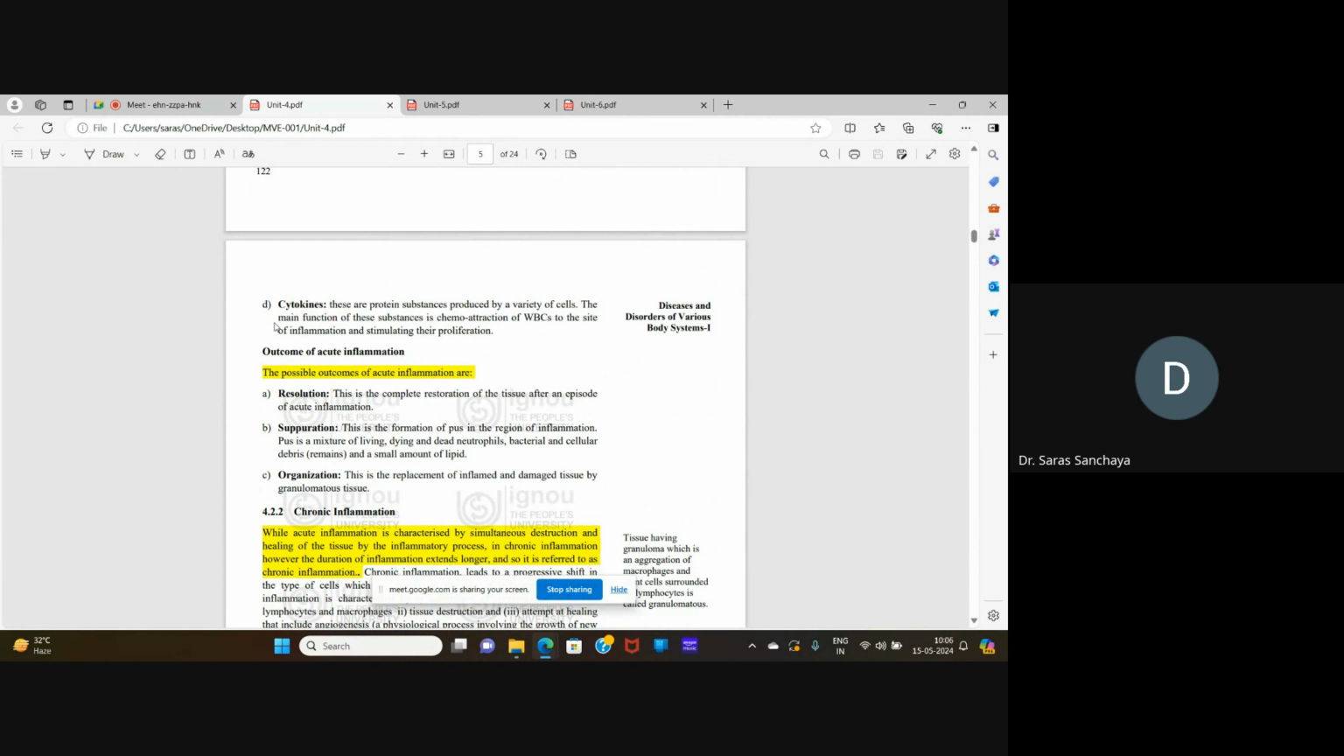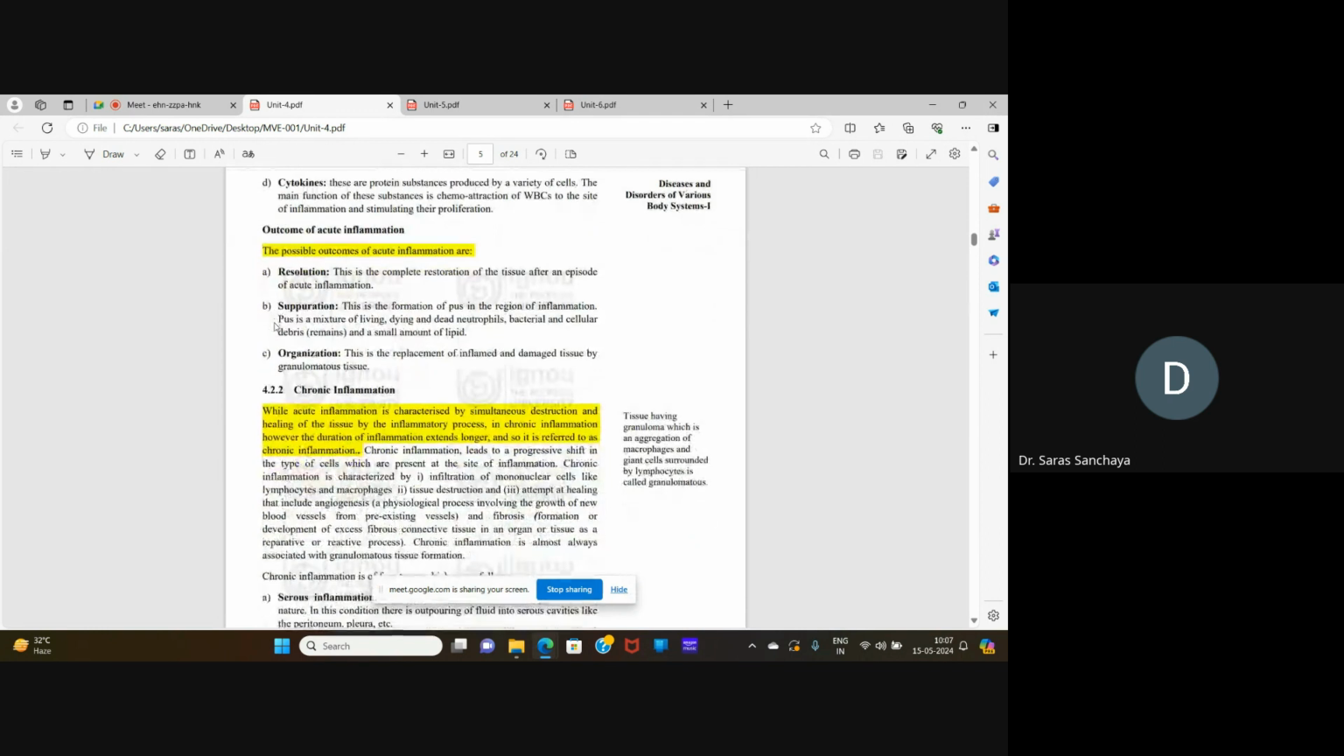Short-term inflammation is called acute inflammation. The possible outcomes of acute inflammation are resolution, in which it is complete restoration of tissue after an episode of acute inflammation. Suppuration, this is formation of pus in the region of inflammation. Pus is a mixture of living, dying and dead neutrophils, bacteria and cellular debris, and a small amount of lipid. And third is organization. This is replacement of inflamed and damaged tissue by granulomatous tissue. So the possible outcomes can be three: resolution, suppuration, and organization.